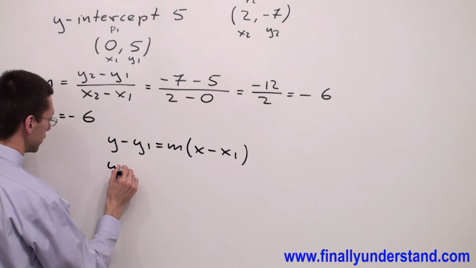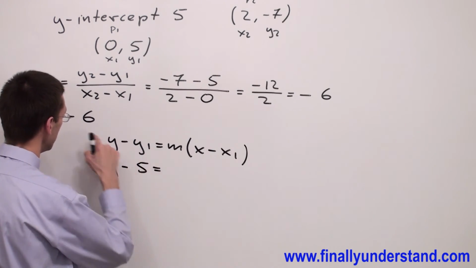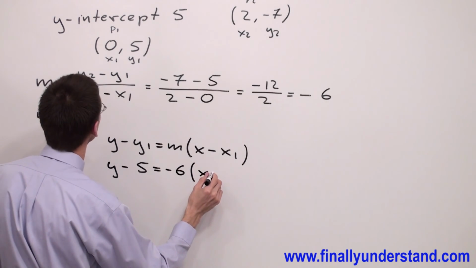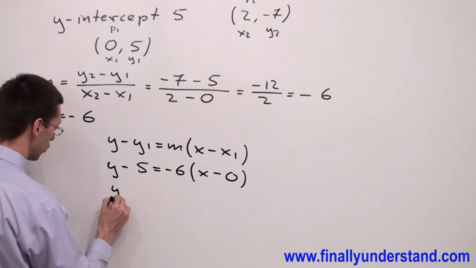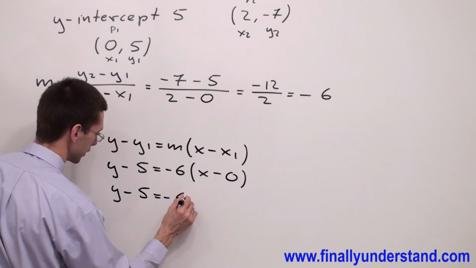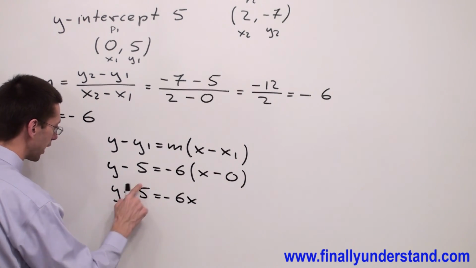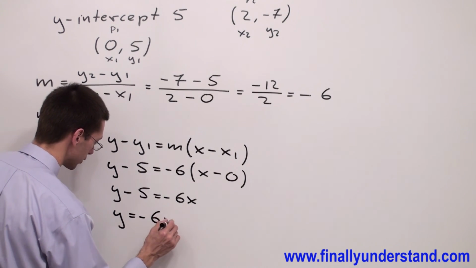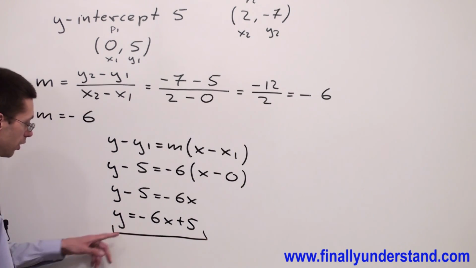So I have y minus my y1, which is equal to 5, equals m, which is equal to -6, open parenthesis, x minus 0. And I'm going to have y minus 5 is equal to -6x. In order to find y by itself, I have to move -5 to the right side of my equal sign. So y equals -6x plus 5. And this is the equation of my line.